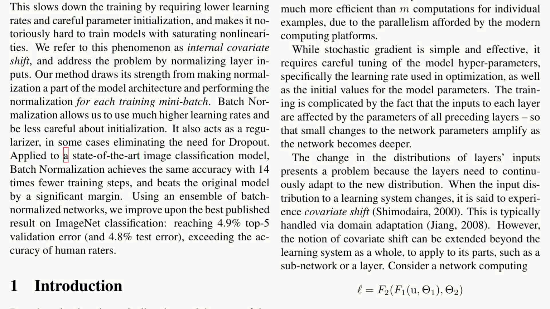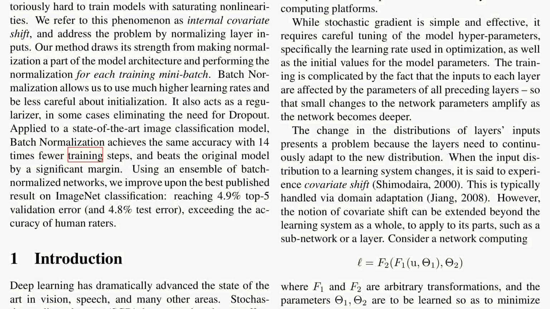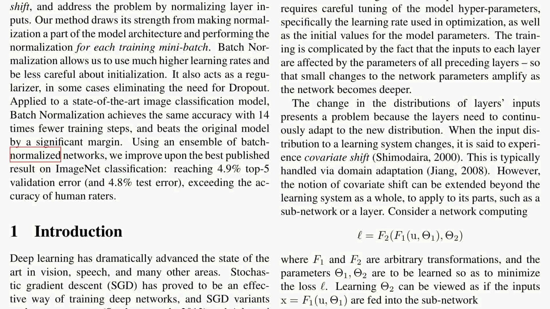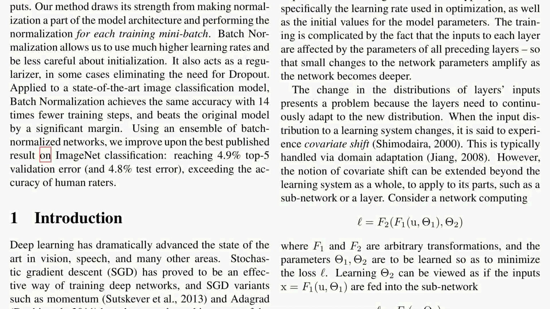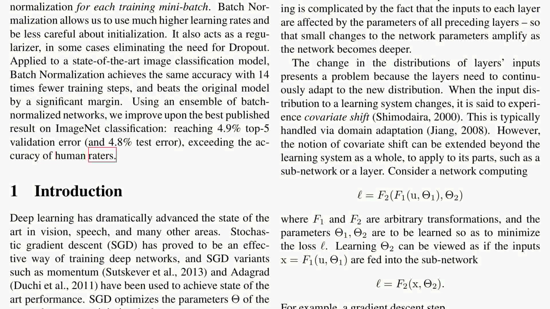Applied to a state-of-the-art image classification model, batch normalization achieves the same accuracy with 14 times fewer training steps and beats the original model by a significant margin. Using an ensemble of batch-normalized networks, we improve upon the best published result on ImageNet classification, reaching 4.9% top 5 validation error and 4.8% test error, exceeding the accuracy of human raters.